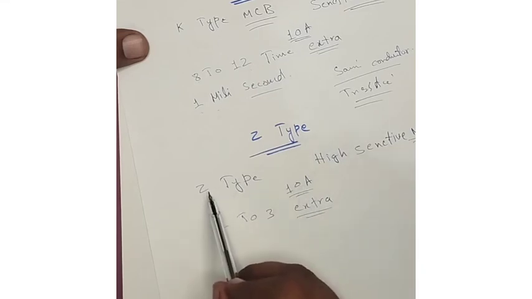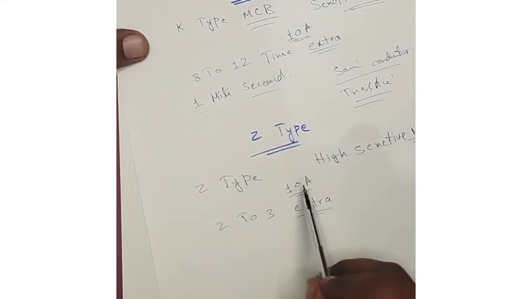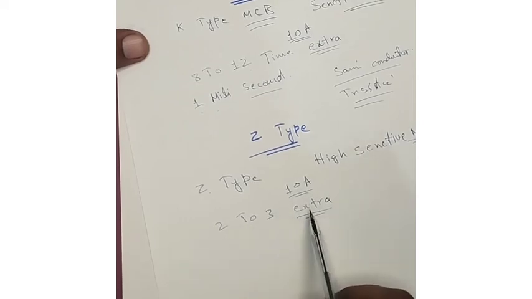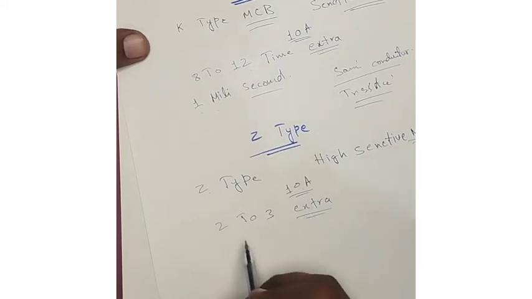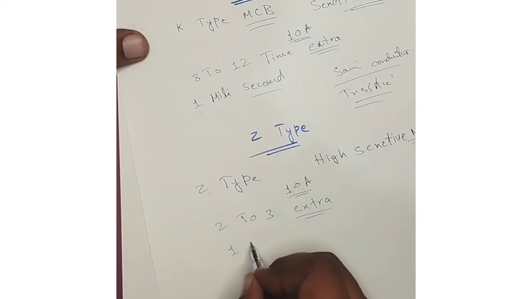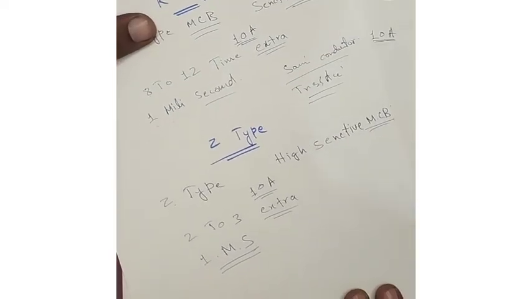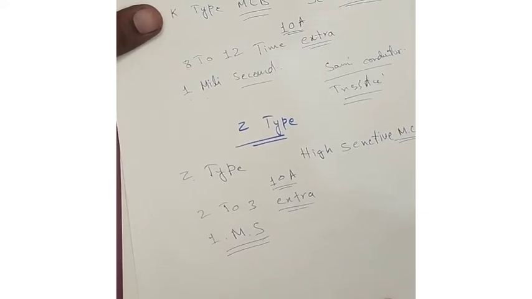Suppose you have a Z type MCB and the rating of the MCB is 10 ampere, and 2 to 3 times extra current is passed through this MCB, the MCB will trip. So what is the duration of time? This MCB will trip in 1 millisecond. And we can also use this MCB with semiconductors or transistors.